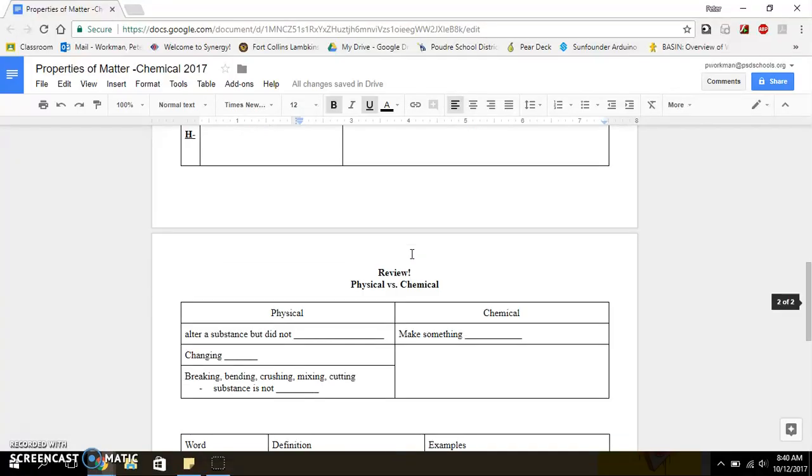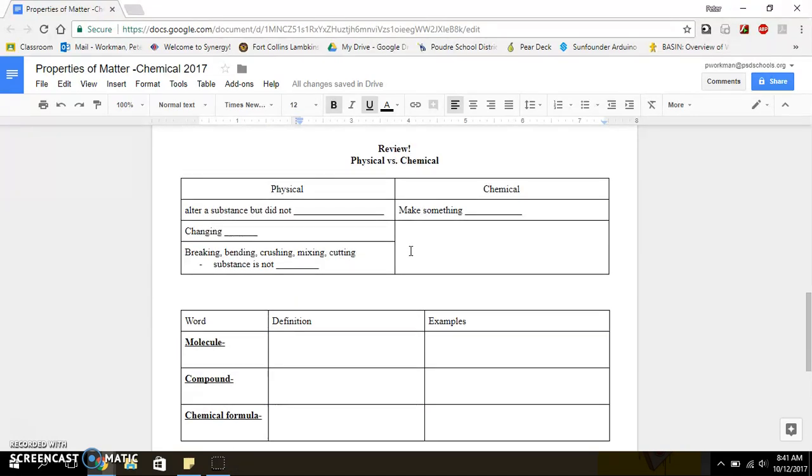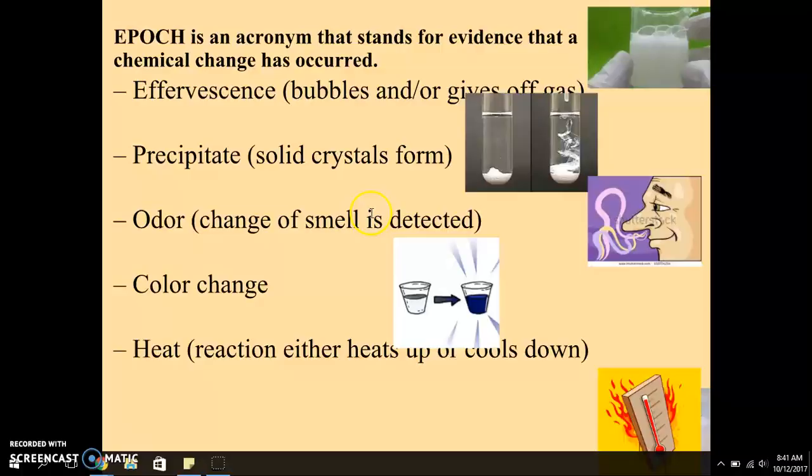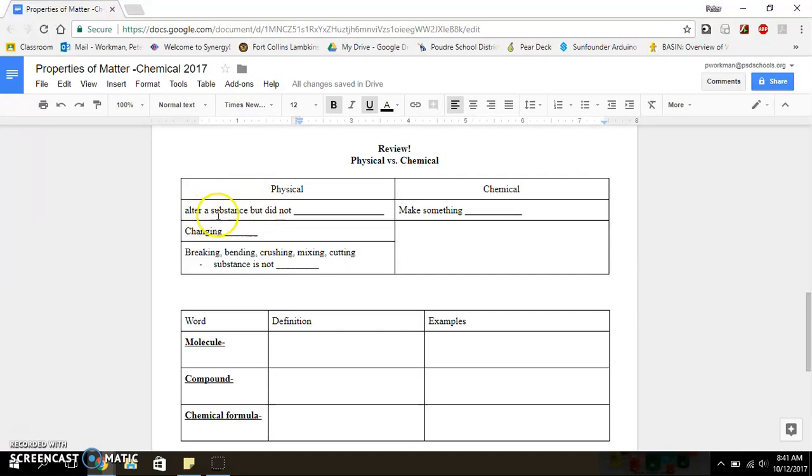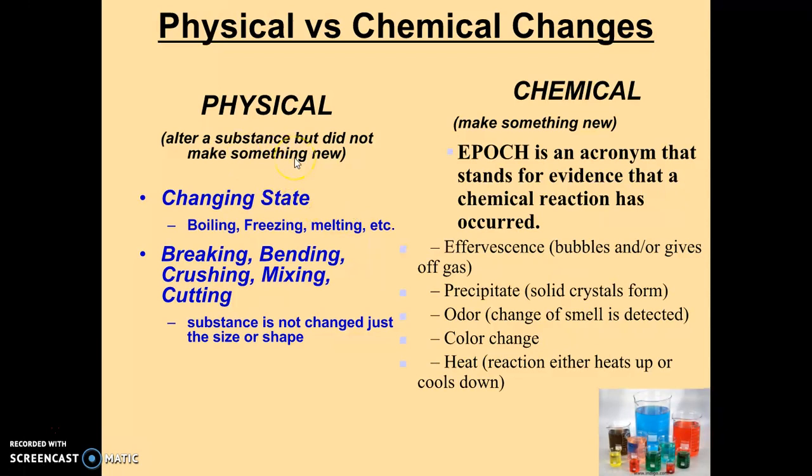Next, we're going to turn our page over and we're going to review, because we've spent a fair amount of time talking about physical changes. We're going to review what those are, and then we're going to talk a little bit about chemical changes, and then we'll get into some final definitions. So just to review, and you're going to want to write this down with some fill in the blank. So a physical change, remember, we can alter a substance, but we don't make anything new. In the fill in the blank, you're going to want to fill in alter a substance, but not make anything new.